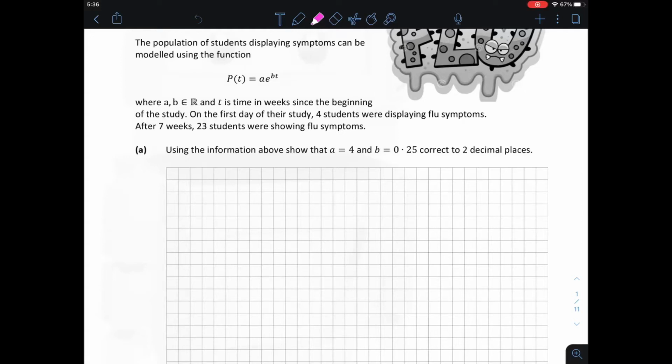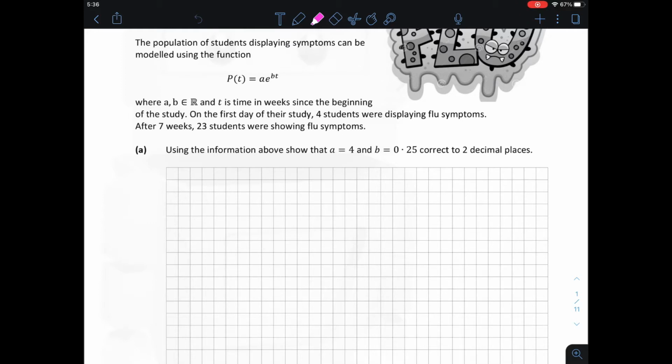Hi guys, so in this question we're using our logs and our exponents. We're given an exponential equation showing the population of students displaying symptoms can be modelled using the function P(t) equals ae to the power of bt. We're asked to use the information to show that a is equal to 4 and b is equal to 0.25, correct to 2 decimal places.